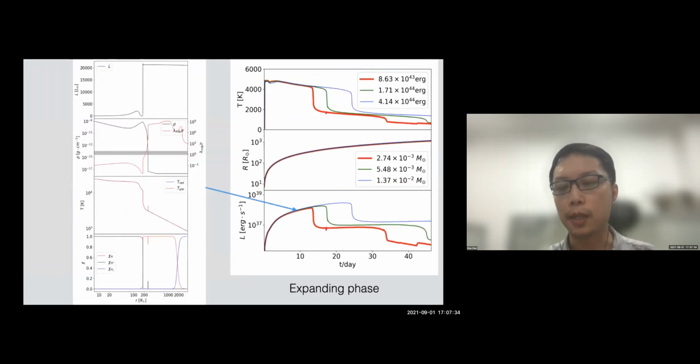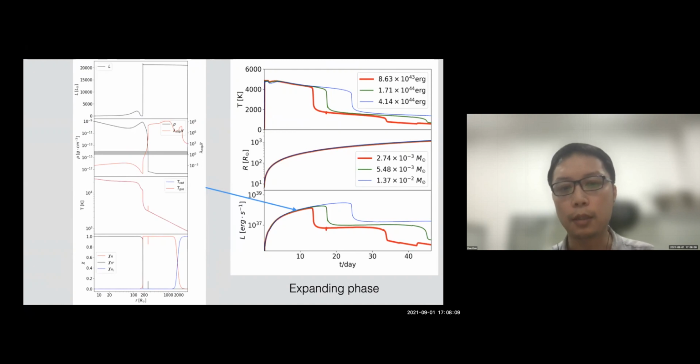So there are three stages in this event. One is the expanding phase. In this phase, the ejecta is fully ionized. On the left panel, we show the luminosity, density, temperature, and fraction of hydrogen of different species. The black line in the fourth panel shows the ionized hydrogen.